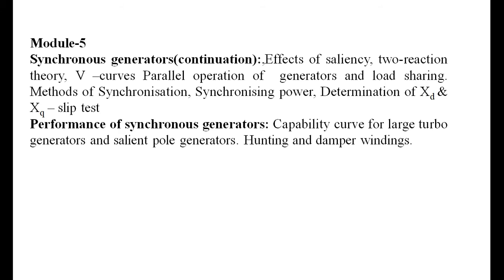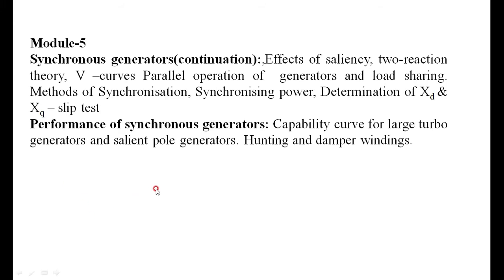Then the stiffness of the machine, which we are studying with the help of synchronizing power, and the determination of Xd and Xq using a slip test for salient pole machines, is also studied in this module. In the last section, we see the capability curves of the alternators, and hunting, and the importance of the damper winding to minimize the hunting. These are the things we are studying in this particular module.